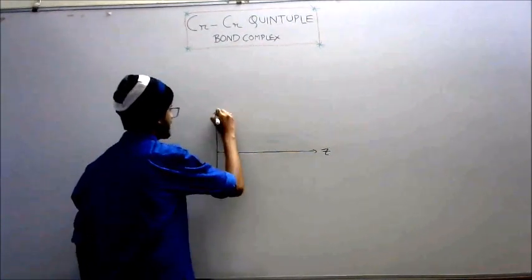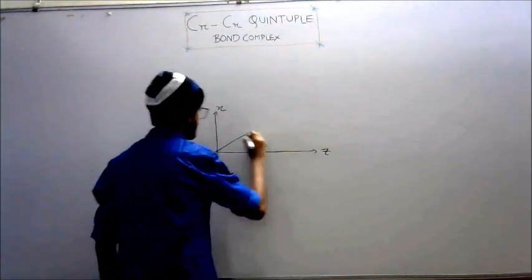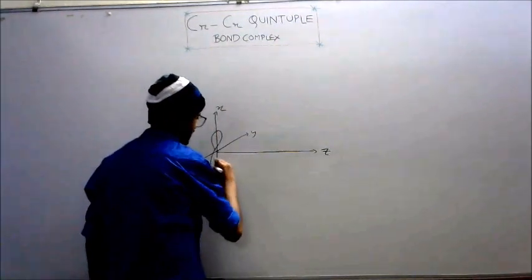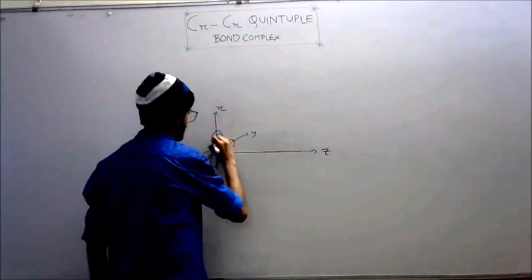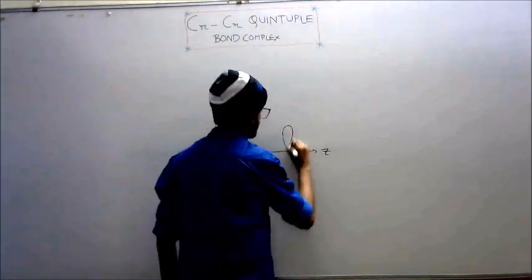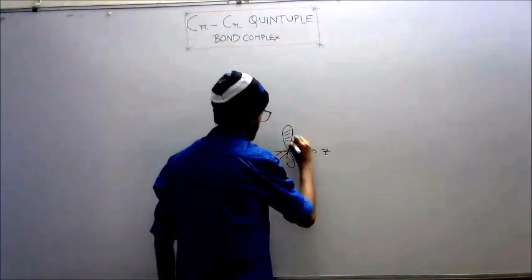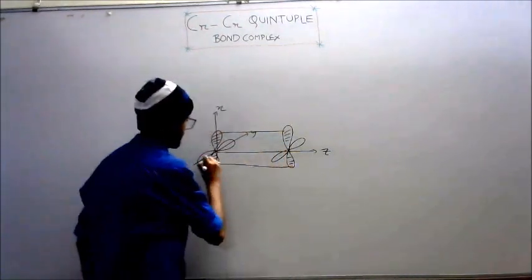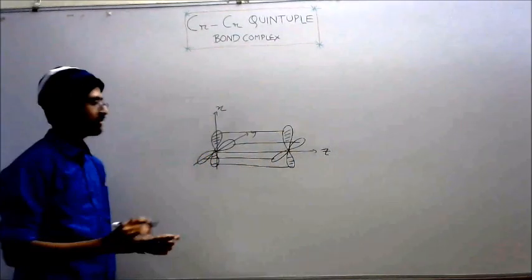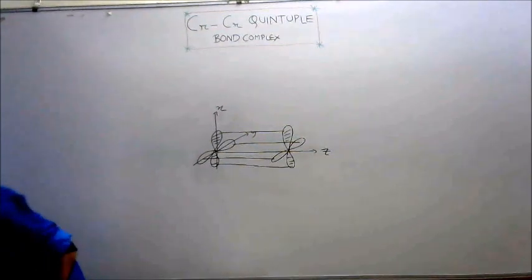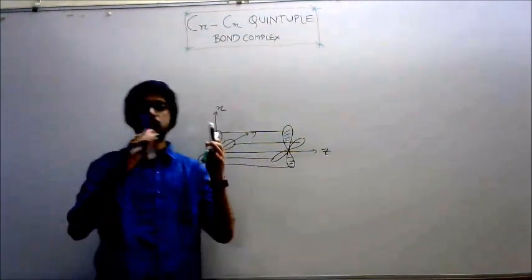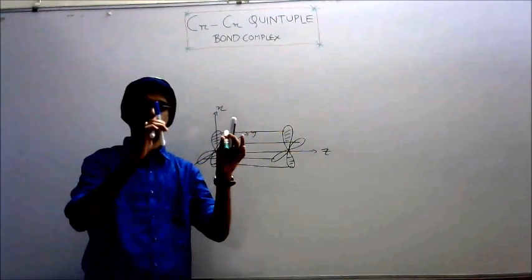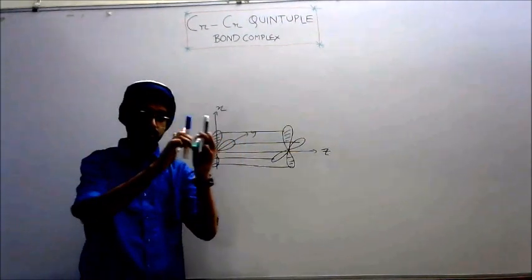We are considering the z axis as the internuclear axis, with the x axis and y axis perpendicular to the z axis. Now if we consider the dx square minus y square orbital, and we consider another dx square minus y square orbital here, we can see that this lobe will overlap with this lobe, and similarly this. So we can see that 4 lobes are being overlapped. With the help of these markers, we can imagine how this overlap is occurring. I am holding 2 markers in this hand and 2 in this hand, and they will overlap in a face-to-face manner in this way.